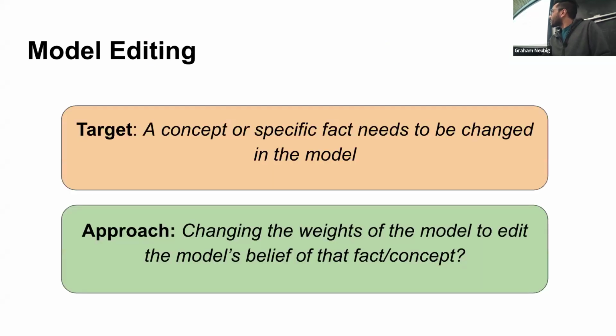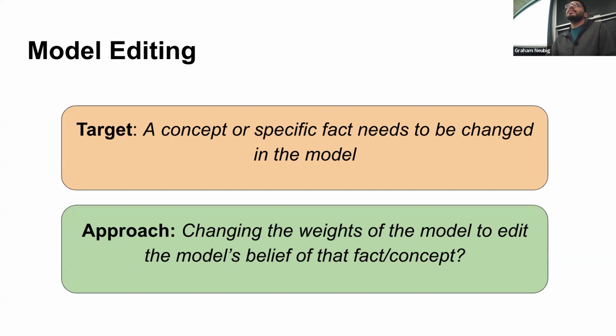So when you look at weights, one class of methods or area is model editing. Fine tuning is the most extreme version of model editing. Usually these things are much more targeted. So in the model editing landscape, your target is a concept or a specific fact that needs to be changed in the model. Your approach is to update or edit the weights of the model to edit the model's belief of that fact or concept. And ideally, you do this without changing any of the other behavior of the model.